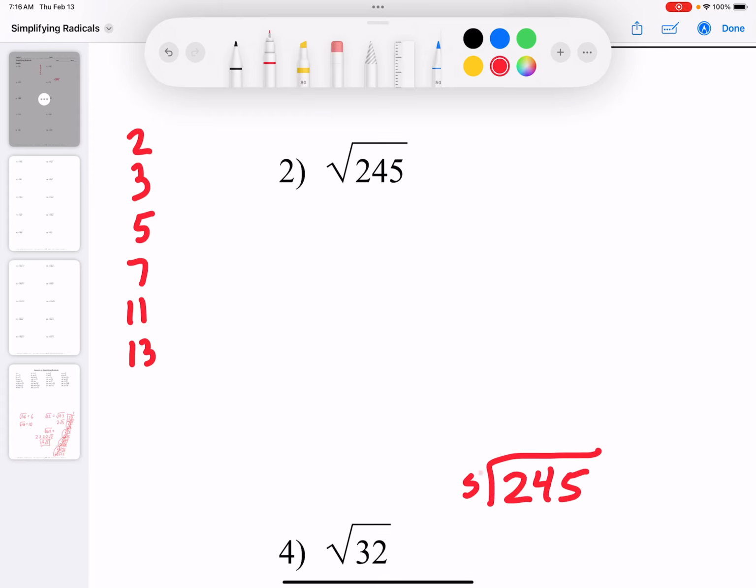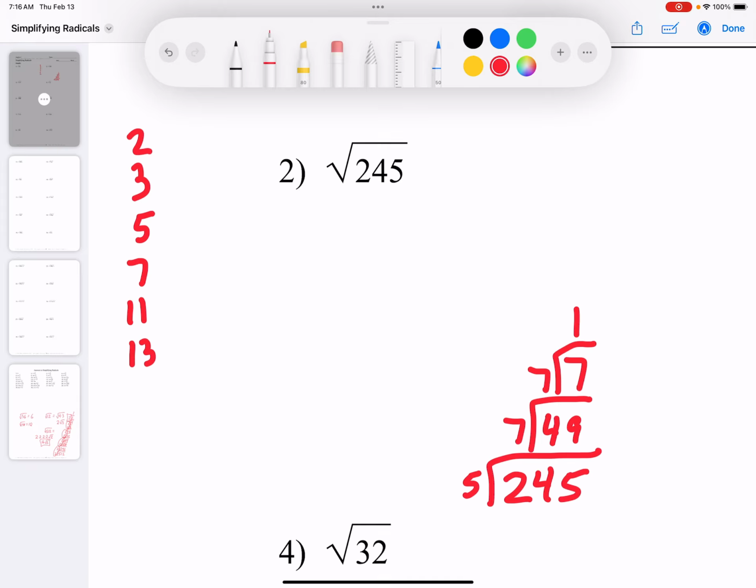And automatically I can see that 5 goes into 245 because it ends in 5. And when we divide that by 5, we get 49. Then 49 can be divided by 7, and it goes in 7 times. And then 7 can be divided by 7 one time. Once I get what I call the candle on the top, we are done making our factor cake. And I call it a factor cake because it looks like a cake.